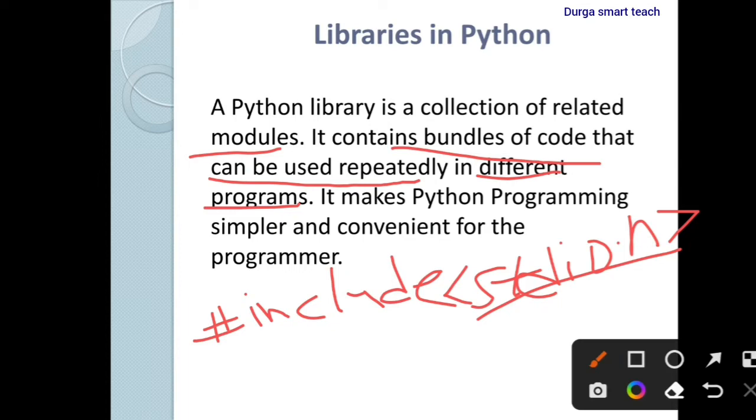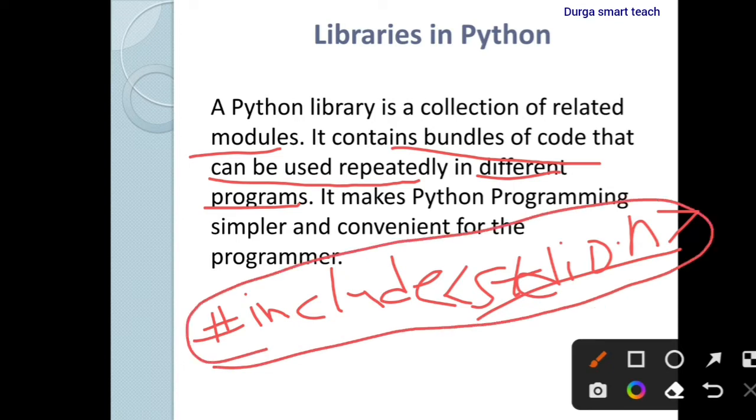Just like header files in C, we have libraries in Python. A library is a collection of code, a bundle of code, that can be used repeatedly in our programs based on our requirements. So what is the use of libraries?